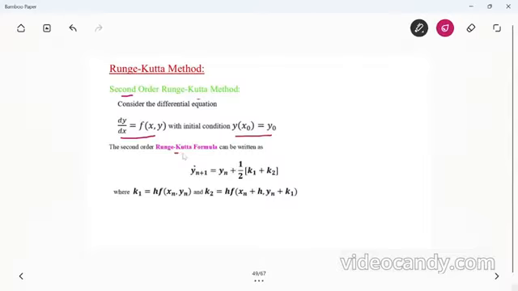Then the second order Runge-Kutta formula can be written as yn plus 1 equals yn plus half of k1 plus k2. Actually, after solving the differential equation, we are getting the values of y. If n equals 0, we are getting y1. So y1 should be y0 plus a small approximation, that means a small correction. Here the correction is half of k1 plus k2. From this formula we can find k1: k1 is h f of xn, yn. k2 equals h f of xn plus h, yn plus k1.